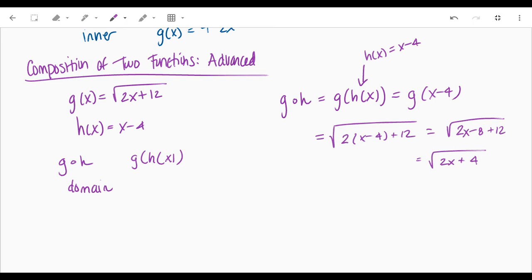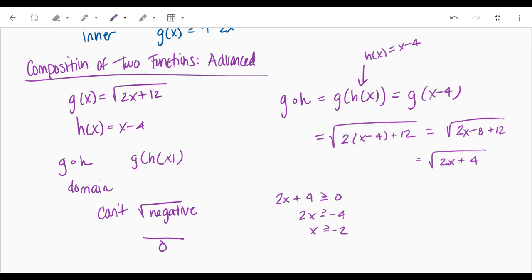Okay. And then when we come up with the domain, basically anything that ever made a radical negative, so can't square root a negative, or a denominator 0. Okay. In this case, we don't have any denominators here, so we just have to worry about 2x plus 4 has to be greater than or equal to 0. We can square root 0. Okay. So 2x has to be greater than or equal to negative 4. So x has to be greater than or equal to negative 2.